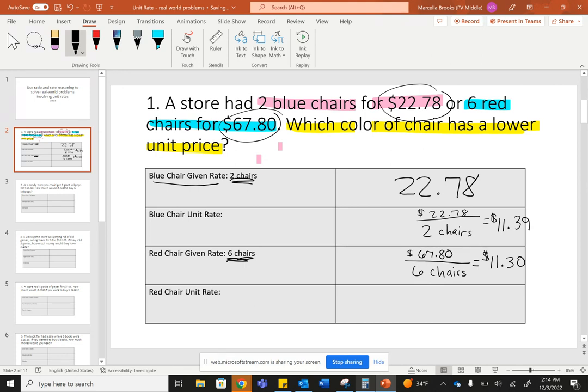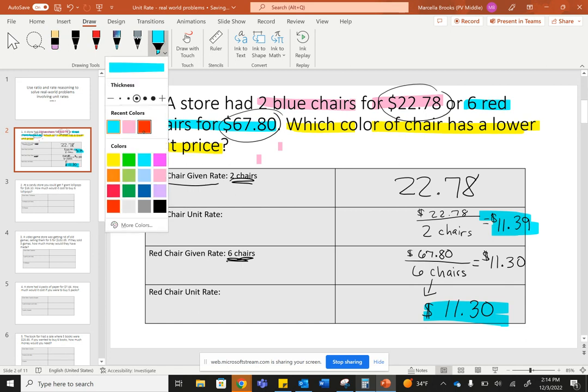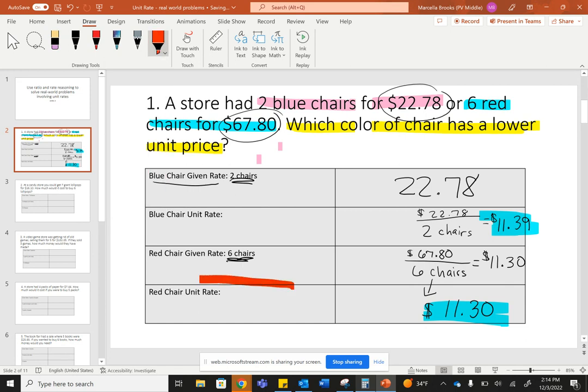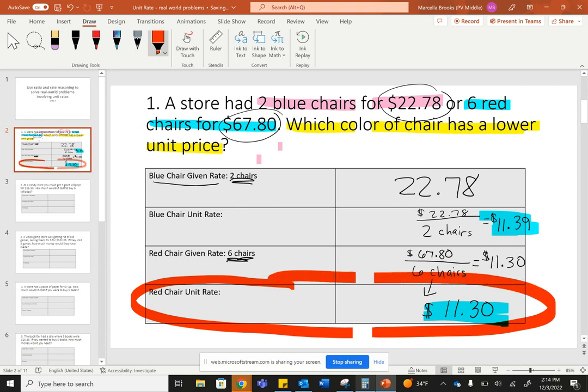Oh dang it, I meant to put this down here. So our red chair unit rate is $11.30. So which one's cheaper? Is it cheaper to buy red chairs or blue chairs? Well, we have the red chair unit rate right here, and the blue chair unit rate right here. Which one would you rather buy? You'd pick the red chairs, by golly, because they're 9 cents cheaper than the blue chairs.